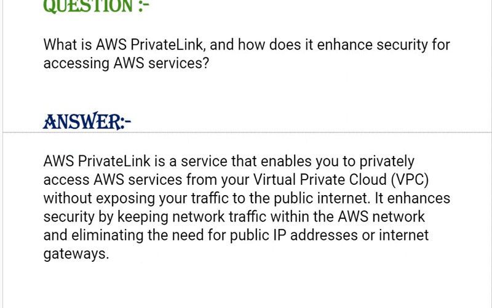Our next interview question is: what is AWS PrivateLink and how does it enhance security for accessing AWS services? Your answer should be: AWS PrivateLink is a service that enables you to privately access AWS services from your virtual private cloud VPC without exposing your traffic to the public internet. It enhances security by keeping network traffic within the AWS network and eliminating the need for public IP addresses or internet gateways.